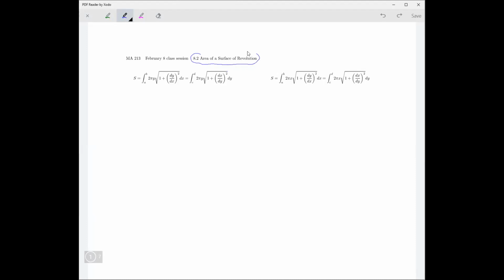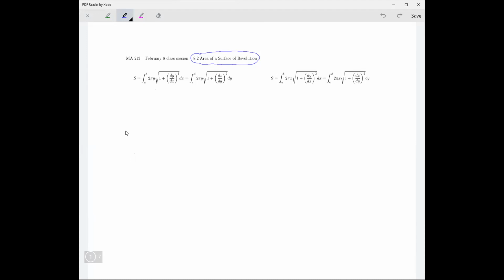Area of a surface of revolution. Now here I have 4 different formulas here, and each of these can be used in different ways. Depending on the situation, one of these formulas is the one that you're going to use.